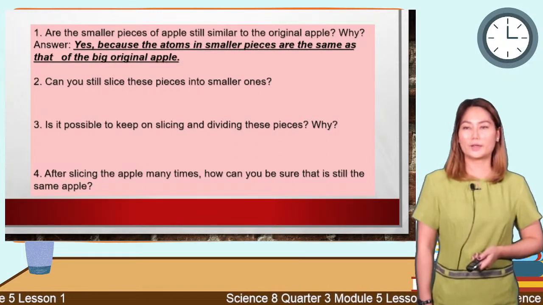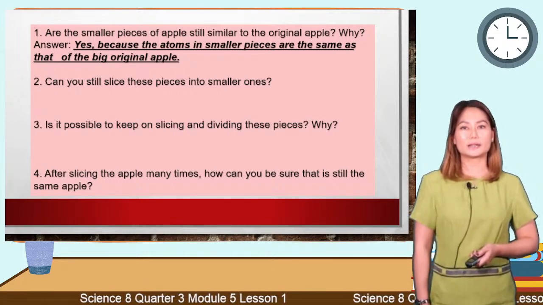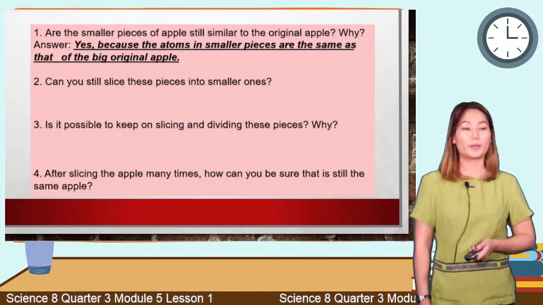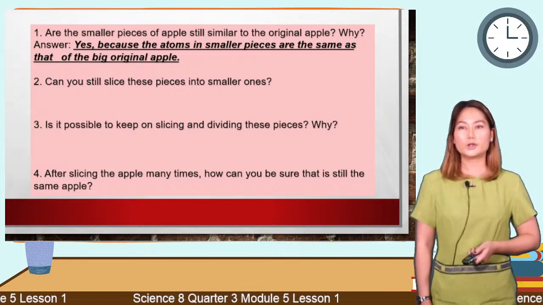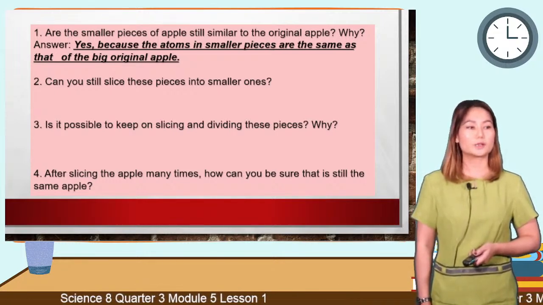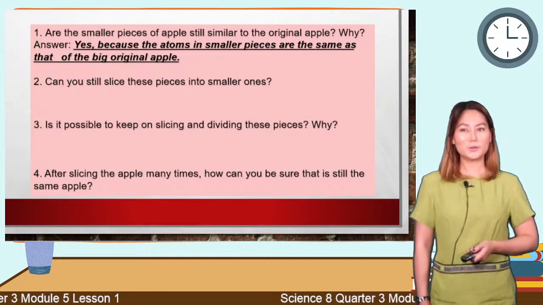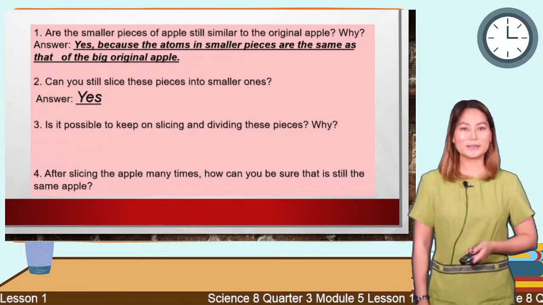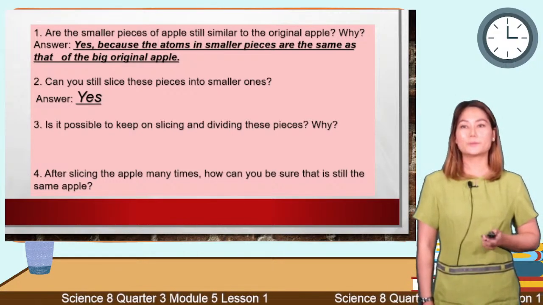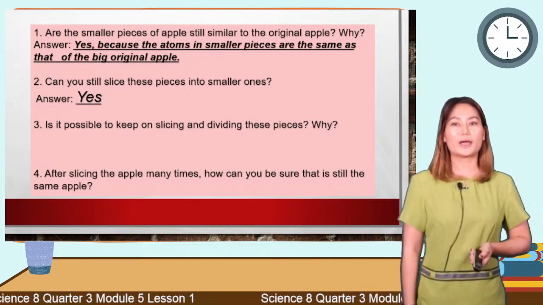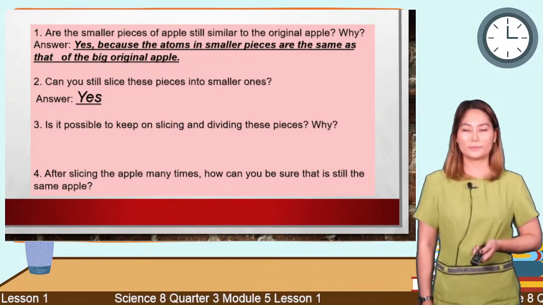Very good. The answer is yes, because the atoms in the smaller pieces are the same as those of the big original apple. Question number 2. Can you still slice these pieces into smaller ones? What is your answer? Good job! The correct answer is yes. Question number 3. Is it possible to keep on slicing and dividing these pieces? And why? What is your answer?